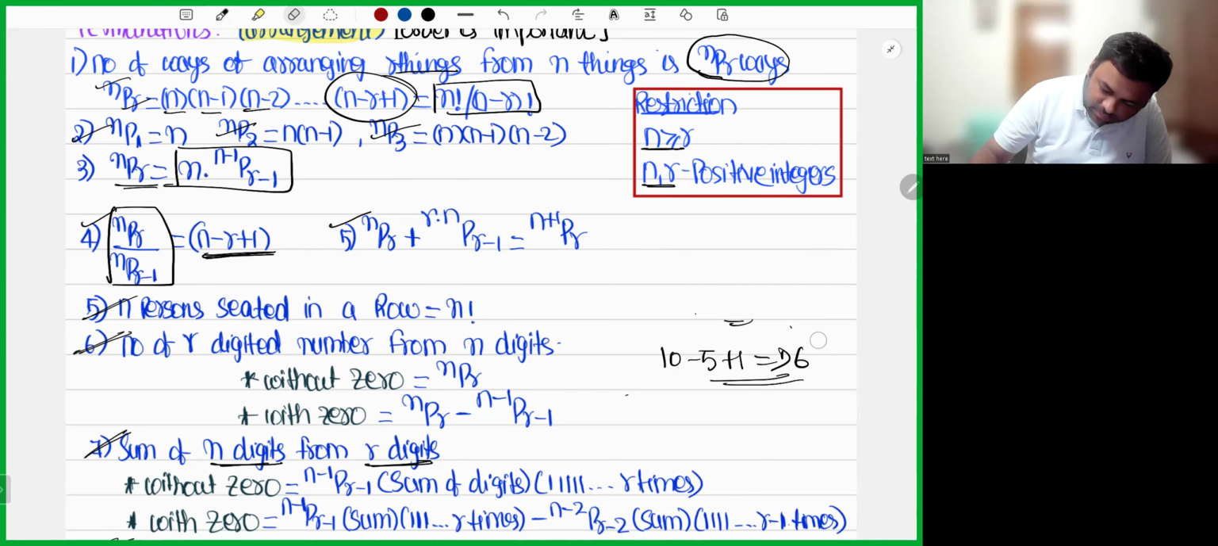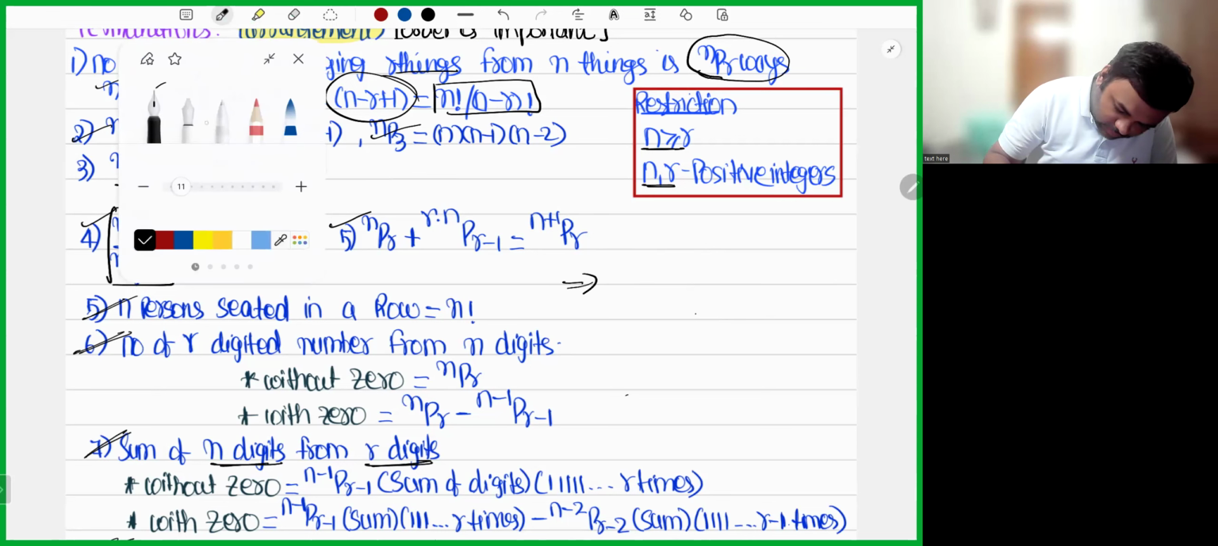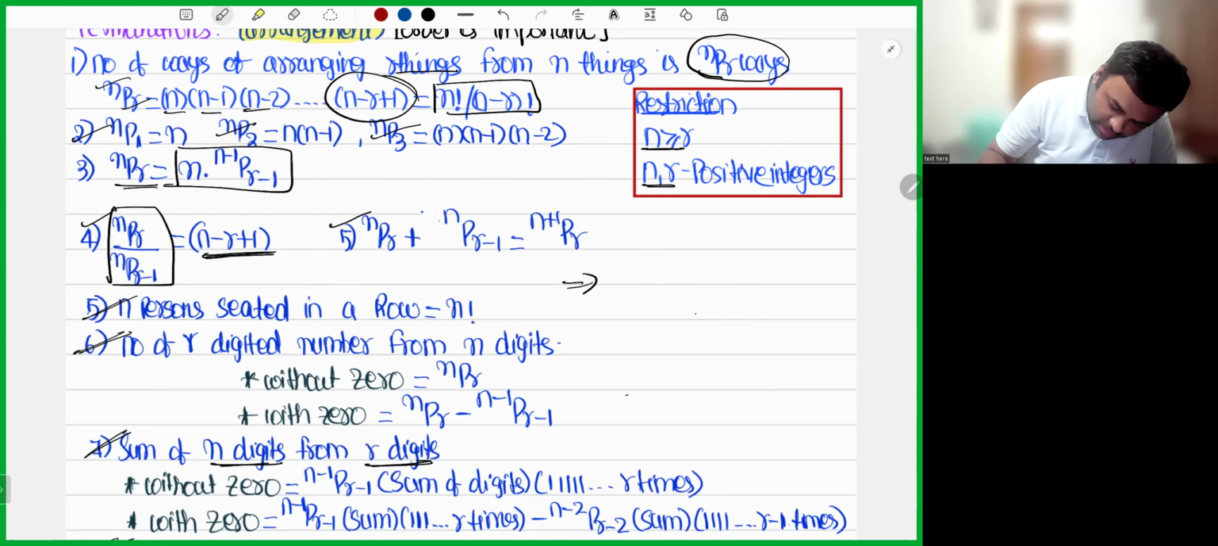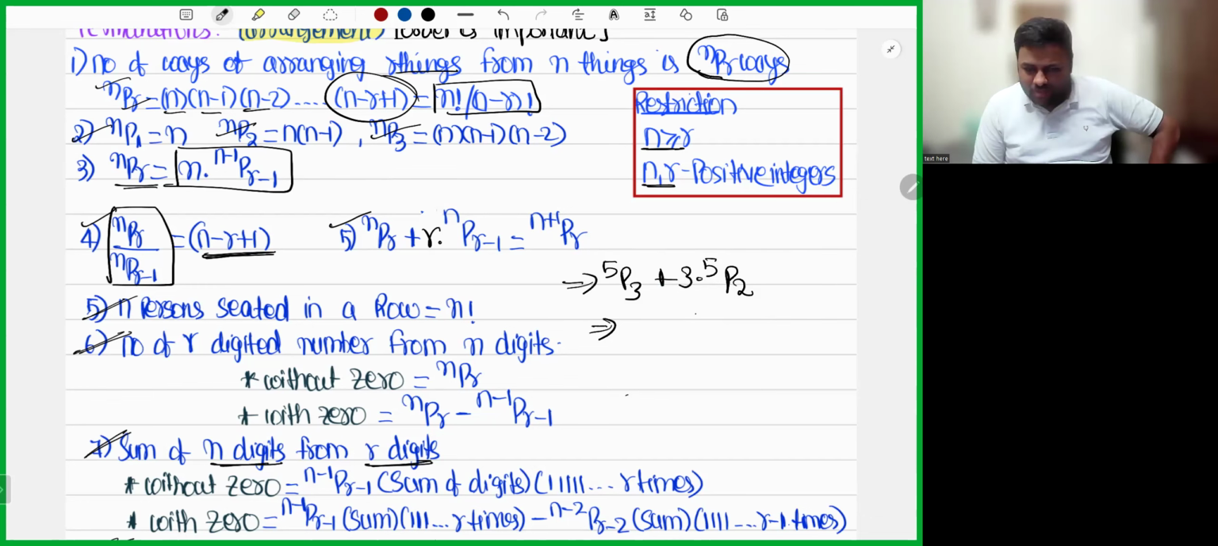Next. He is telling NPR plus R into NPR minus 1 is N plus 1 PR. Okay. NPR. This R is not on the top. This R is not here. Rather, this R is here. Okay. I'm telling NPR. Let's take 5P3 plus 3 into 5P2. Let's check what we'll get. In exam also, you can check with the options like this. You need not derive that.